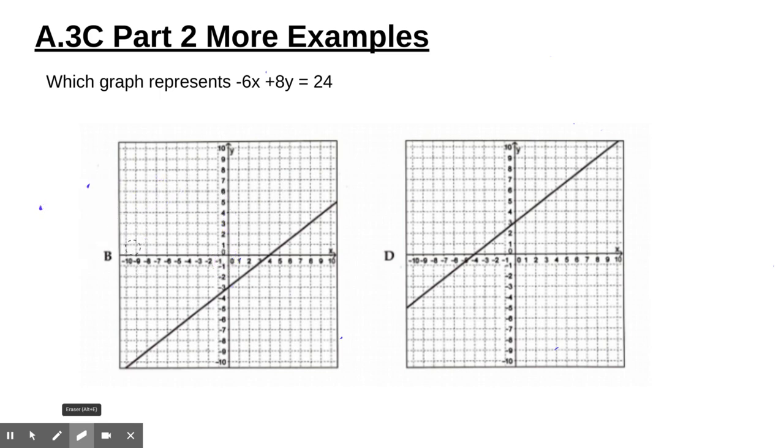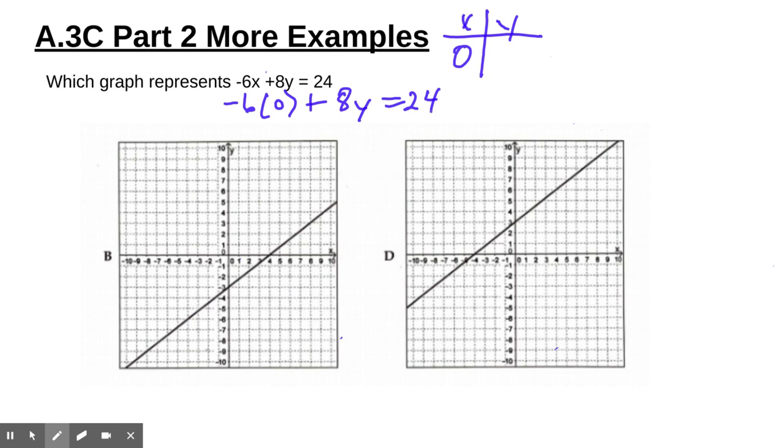Okay, we have negative 6x plus 8y equals 24. So I just need to see which one of these work. So I'm going to set x to 0. So here's my x and y. And I'm going to set x to 0. And when I do that, I'll have negative 6 times 0 plus 8y equals 24. So this goes away, and we have 8y equals 24. Divide by 8.